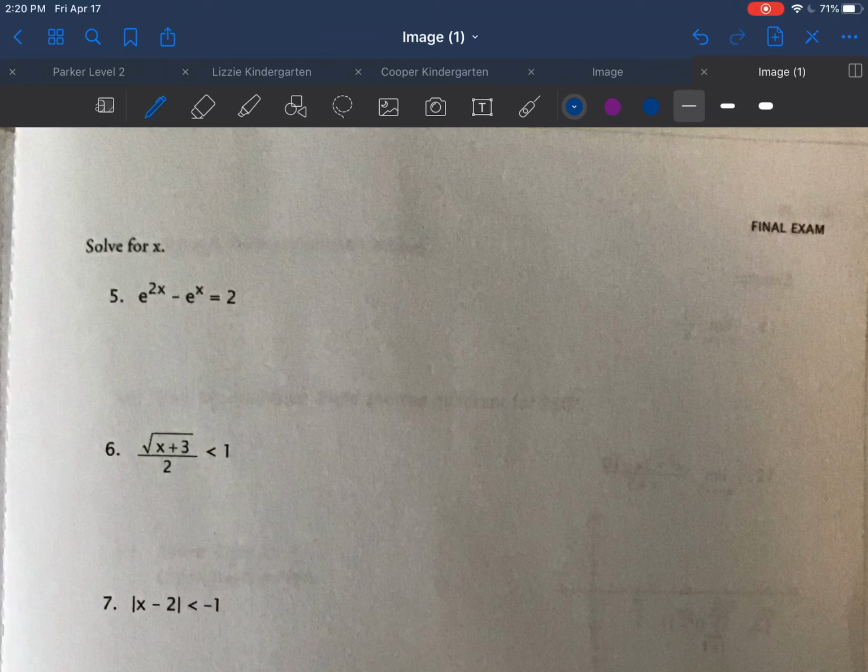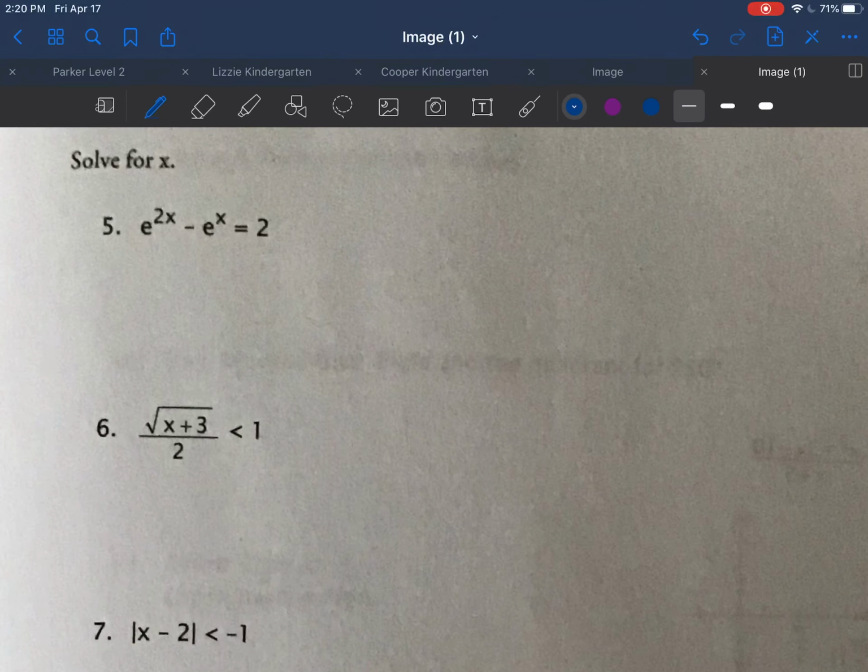We have e to the 2x minus e to the x equals 2. You need to be able to recognize that to solve this problem, you have 2 e to the x's. You're not going to be able to just get it by itself and solve. You've got 1 squared, 1 linear, so we're going to factor. This is where we did all those crazy factorings. So we've got e to the 2x minus e to the x minus 2 equals 0. When you factor, always set it equal to 0.